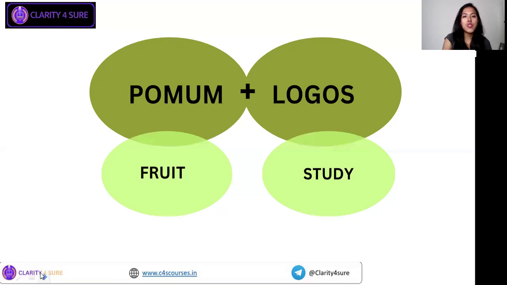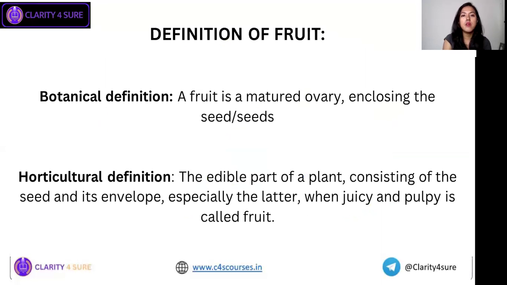Now that we have seen the meaning of the term pomology, let us delve deeper into fruits. First we'll look at the definition of fruit. When we talk about the definition of fruit, there are basically two definitions. One is the botanical definition and another is the horticultural definition.